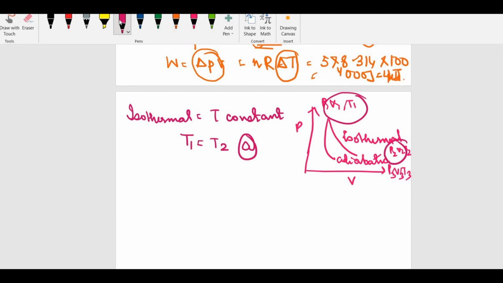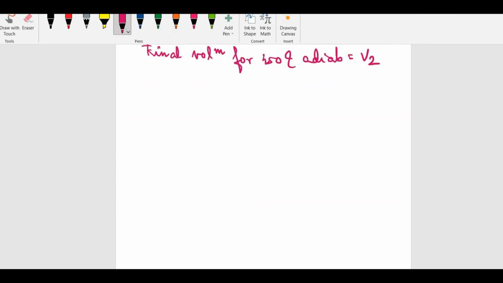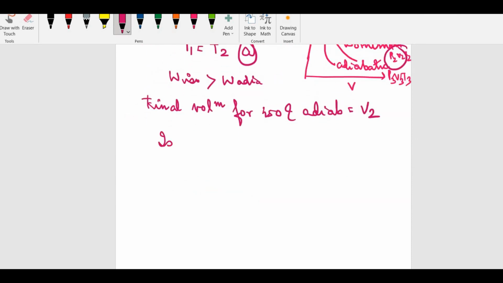Now, coming back to the C and D options, there is a concept that work isothermal is always greater than work adiabatic. Now, you will ask me how. So let us consider that the final volume is constant. The final volume for both adiabatic and isothermal is constant, and that is V2. Okay. So what can we write down? We can just follow a diagram like that or a comparison.